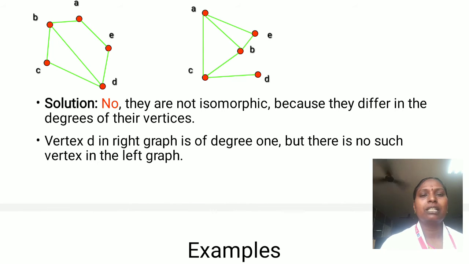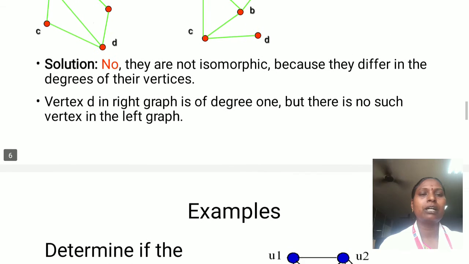We are checking the degrees of each vertex, and they are not equal for G1 and G2. Vertex D in the right graph is of degree 1. On the graph G1, there is no vertex of degree 1. Therefore, these two graphs are not isomorphic, since there is no such vertex in the left graph.